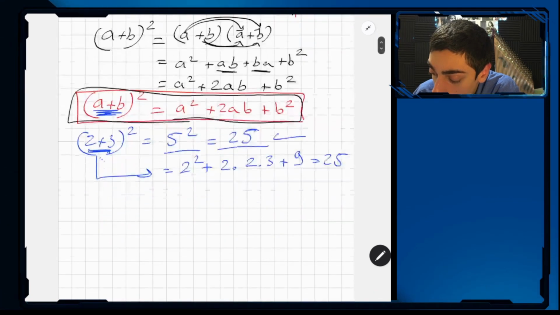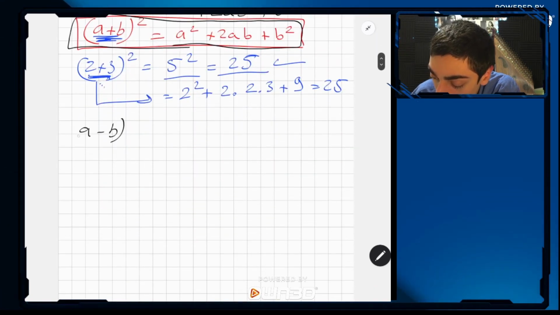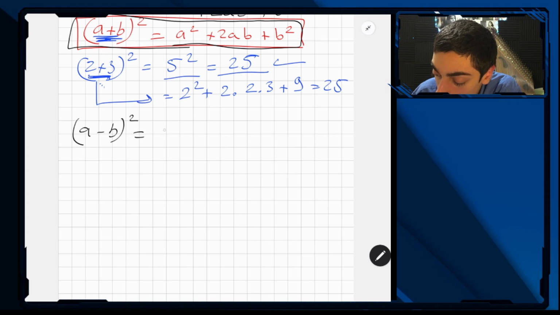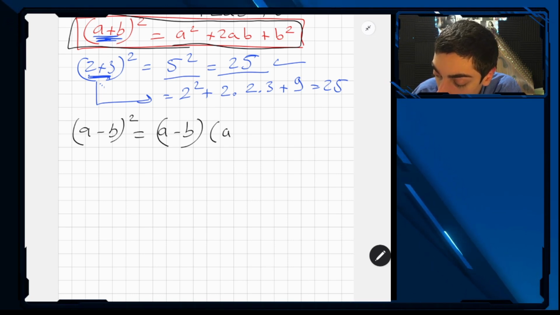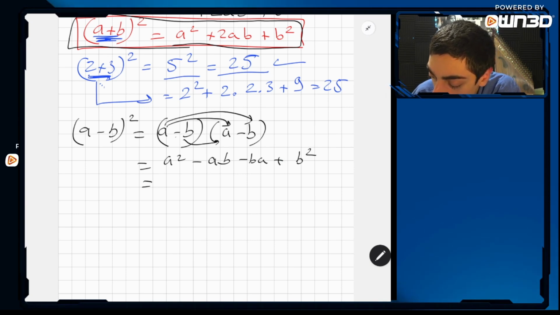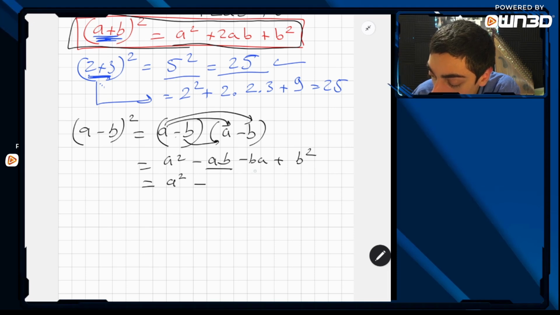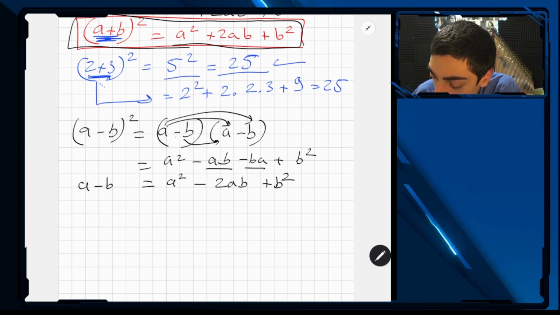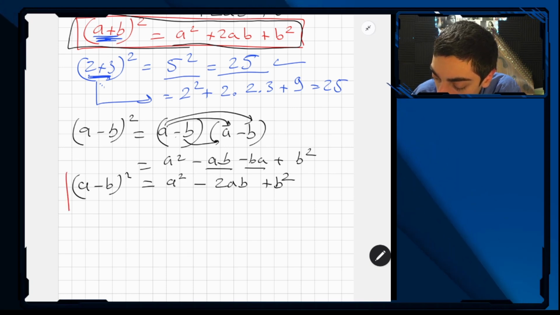Okay, and same thing for what is a minus b squared. It's not, again, a squared minus b squared. Don't do that. Okay, this is a minus b multiplied by a minus b. And what is that? A times a squared. A times minus b, minus ab. Minus ba, minus times minus plus b squared equals a squared minus 2ab plus b squared, since ab and ba are the same thing. And the second remarkable identity is born.